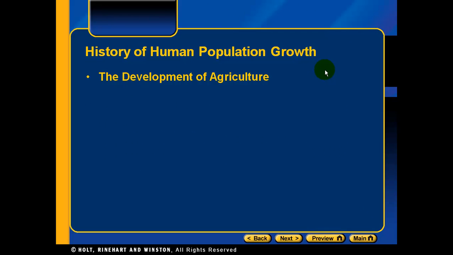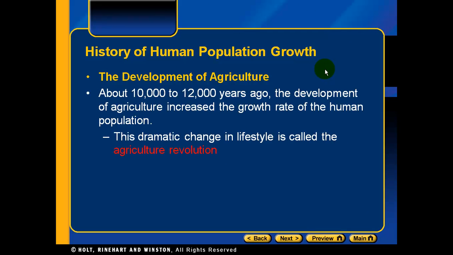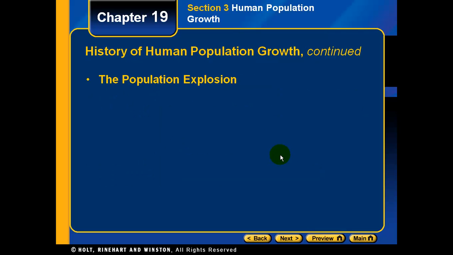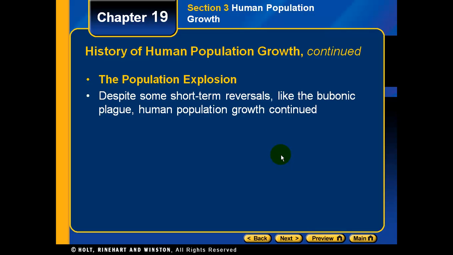Then there was a development of agriculture. About 10,000 to 12,000 years ago, that development increased the growth rate of the human population. This was a dramatic change in lifestyle, and that was called the agricultural revolution. Through the development of agriculture, it increased the food supply, and therefore the human population began to grow faster. Then there was a population explosion.